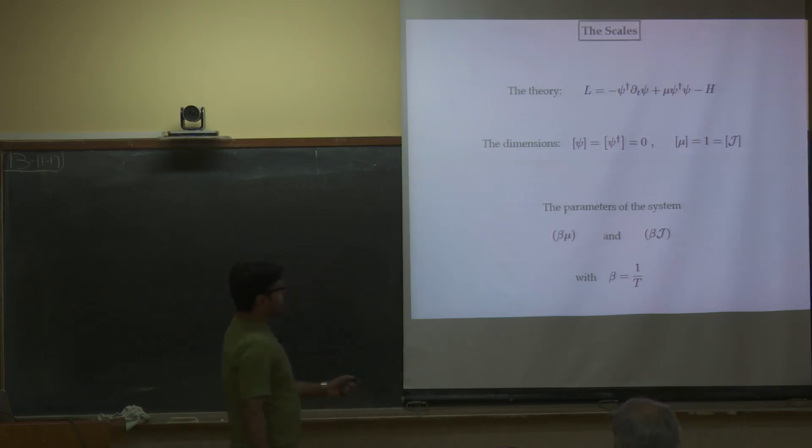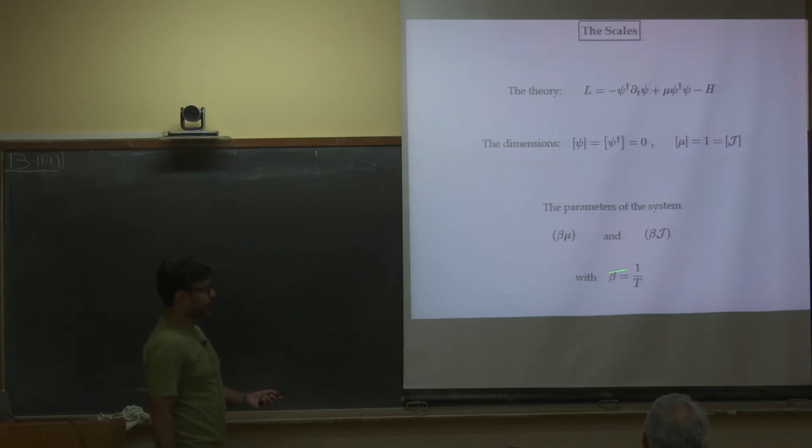And in the Lagrangian, to begin with, if I am to discuss some finite temperature physics, I do have two free parameters. So beta is 1 over the temperature. So beta mu and beta J, they are of course independent, two free parameters that I have at the UV to tune. So this is the model. Very condensed matter like approach.